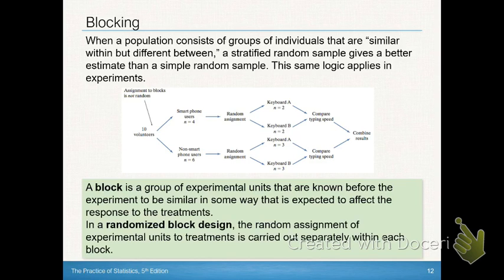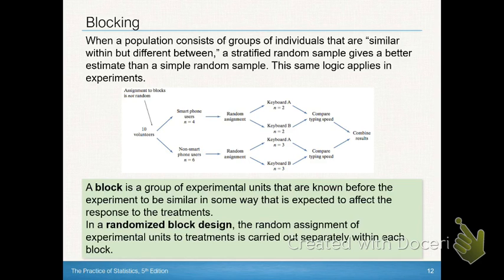So that's just called a block design. And then you take each of those blocks and you randomly assign them to each of the keyboards. So that piece is still there. So this is called a randomized block design rather than a completely randomized design.